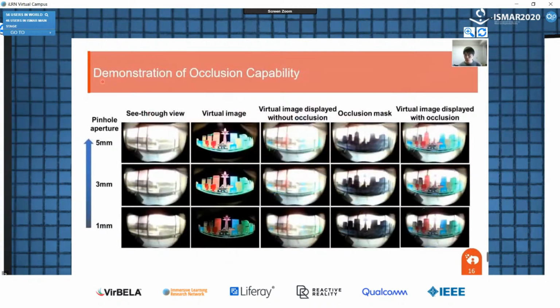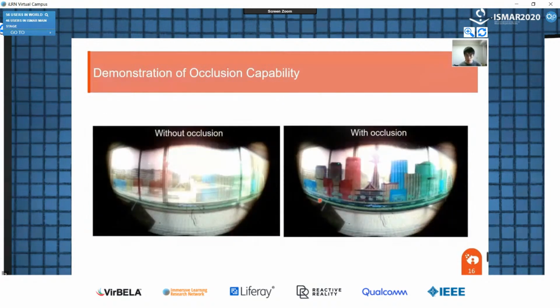And as the final experiment, we have done the demonstration of occlusion capability with different pinhole apertures: 1 millimeter, 3 millimeter, and 5 millimeter. In general, all three configurations render the occlusion mask well. In detail, the configuration with a pinhole aperture of 1 millimeter shows the best occlusion performance. The image with the occlusion is much more visible than the image without the occlusion with the 1 millimeter pinhole aperture.